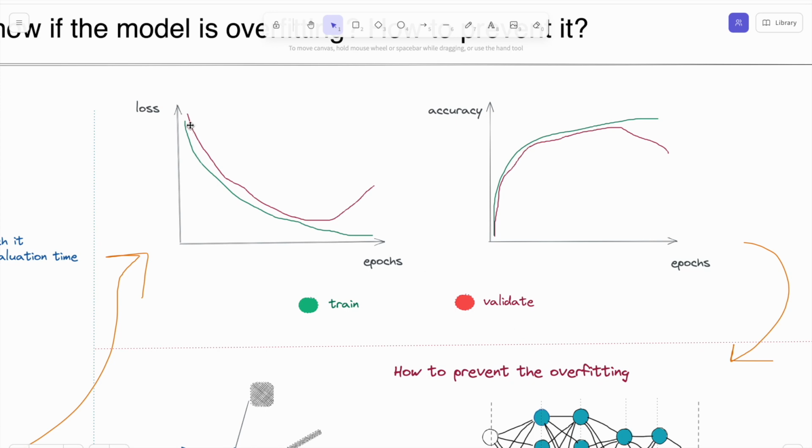So as you see here, both of them are decreasing. Train loss and validate loss values are decreasing, and after some point validate loss started to increase. So that is the point that overfitting started. So we can understand that our model is overfitting after this number of epochs.